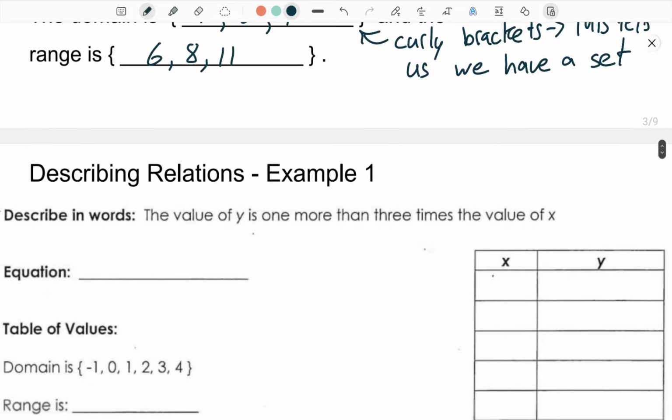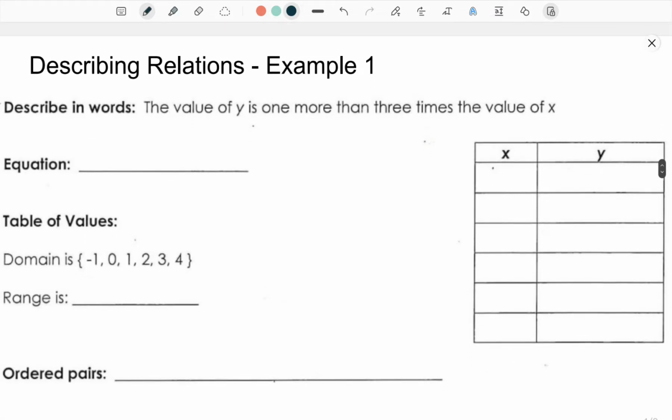Okay, so let's go ahead and describe relations through a few examples. So let's say we have this relation written down in words. So it says the value of y is 1 more than 3 times the value of x. So let's translate that first of all into an equation. So let's read through it very carefully. So we have the value of y is. So that is kind of telling us equal. So that tells us, first of all, the value of y is, so y equals something. What does it equal? Well, let's take a look.